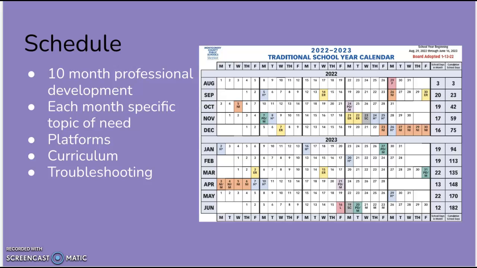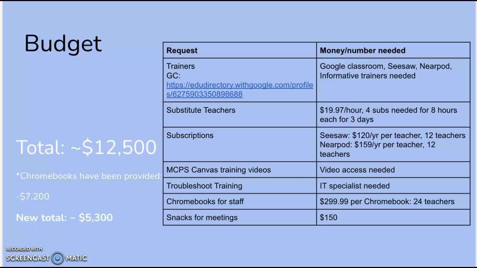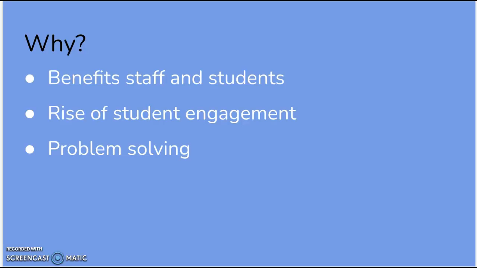So this is a schedule. We're going to use our traditional school year. Each month is going to be a specific topic. We're going to learn about many different things. It's going to mainly take place Tuesday mornings and Thursday mornings at the beginning of the month. The budget is a little pricey, but we are working on having a professional development plan that is going to really make a difference. So the total is going to be about $5,300 since Chromebooks are available to staff now.